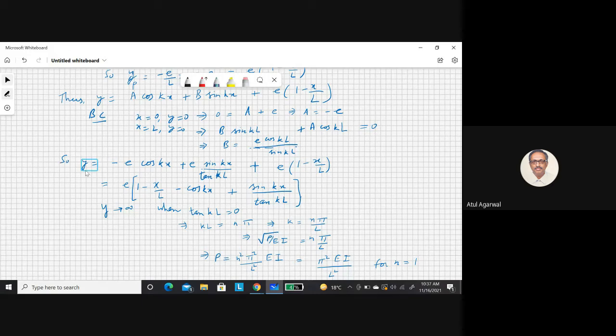When does y become large? y is your deflection. So y tends to infinity when tan kL is equal to 0. So when will tan kL be 0? When kL is equal to n pi, or k is equal to n pi by L.